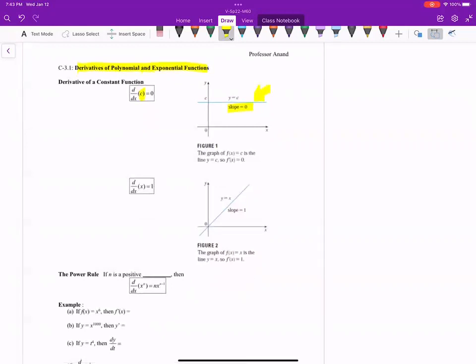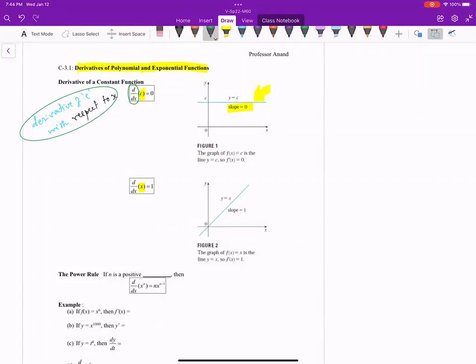And what is the derivative of just x to the exponent 1? When you say d by dx, it means derivative of. That's the way you say derivative of a constant: derivative of c with respect to the variable x. That's the way you read the d by dx.